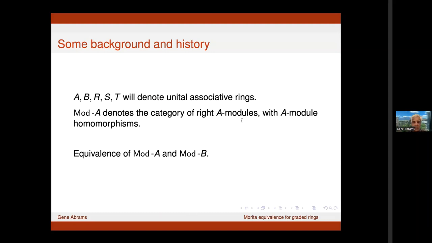So let me talk a little bit about equivalence of categories. The question generally is, you have these two categories, so what should it mean for the categories to be the same, indistinguishable as far as information about the objects and the morphisms in the category? That's the general question that we ask from the algebra side.